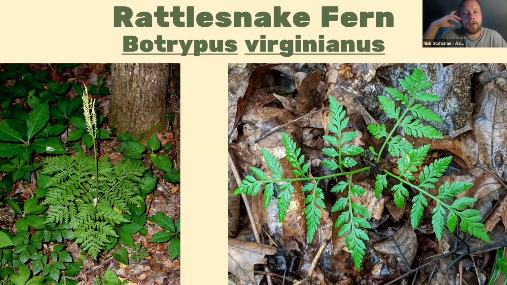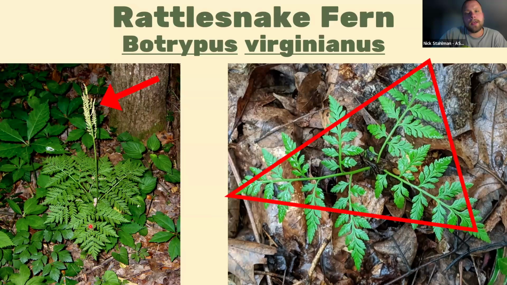But rattlesnake fern, I always get excited when I see they have a fertile stalk. So this fern base, the fronds at the bottom here, you won't see sori on them. Instead, it will send up a stalk that looks like a little flower at the top. So this triangular shape and that stalk really tells you rattlesnake fern. The folklore is that the point on that triangle is pointing to the closest rattlesnake, so you know where it is.